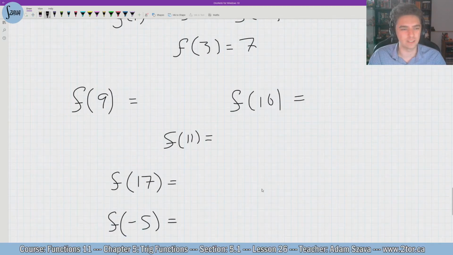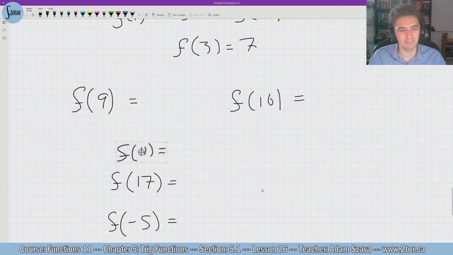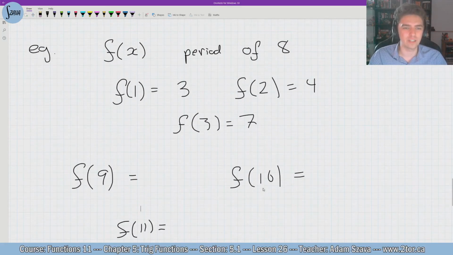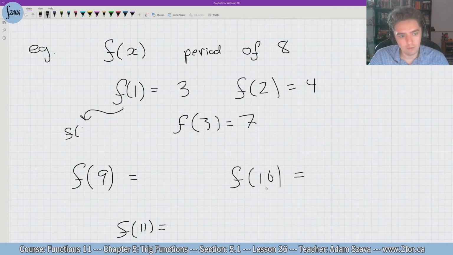This one I made up on the spot, so sorry, that took a second for me to think of. What are all these values, right? So all we know is f of x is periodic with a period of 8. That means every 8 increases of x, you repeat. We know f of 1 is 3, f of 2 is 4, f of 3 is 7. So that also tells us that f of 1 plus 8 would also be 3, because you're just going one cycle further.